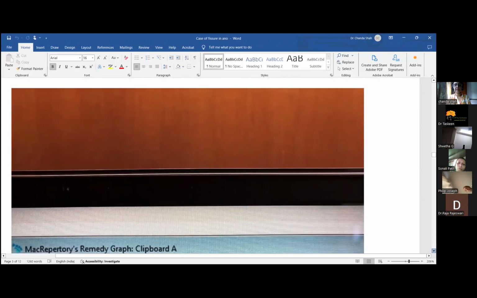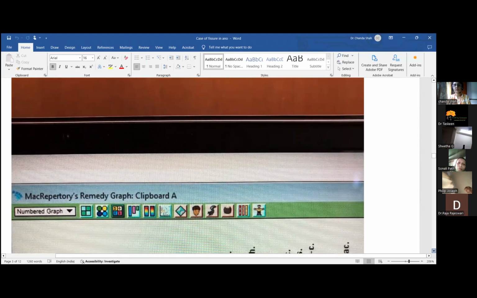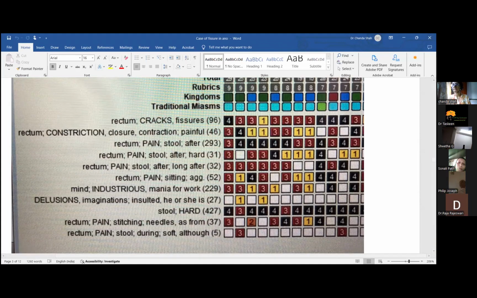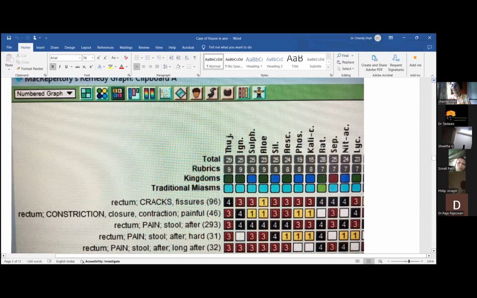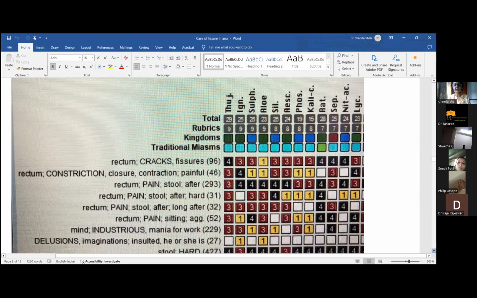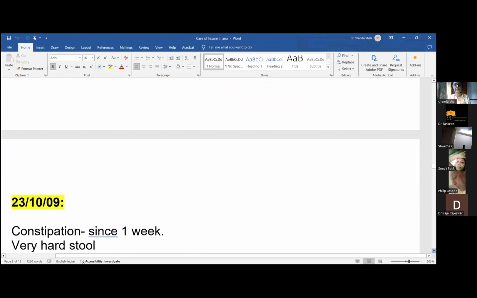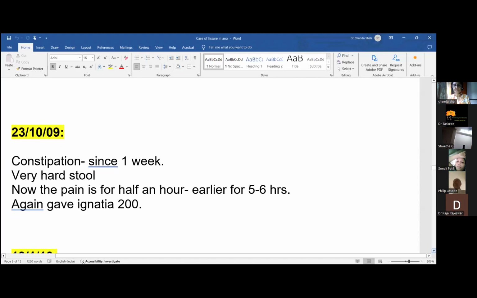So this is 2009. Okay, somewhere 2009. So that time I had a repertorisation. Pain as if stitching from needles. Okay. And I saw this Ignatia coming up. And she was very responsible, no? Taking so much responsibility. So I gave her Ignatia that time. So after Ignatia, the pain is a little less, but still there.